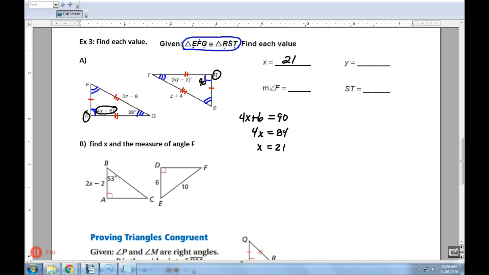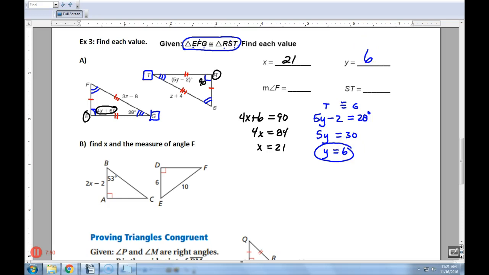Going after Y, it looks like Y is involved right here with angle T, and T corresponds with G. So I'm going to put 5Y minus 2, okay, that was angle T, equals 28 degrees, which is angle G. So basically I just said that T is congruent to G. And I'll just substitute the values in, and I'll get 5y equals 30 when I add 2 to both sides, and then when I divide, I'm going to get y equals 6.